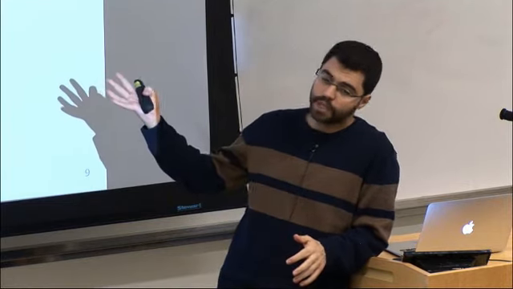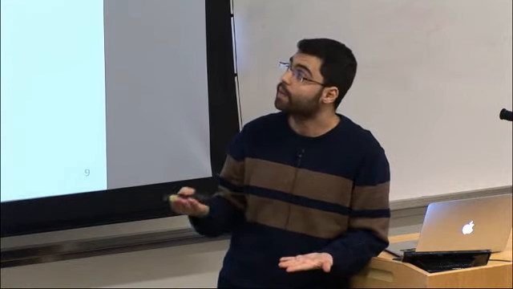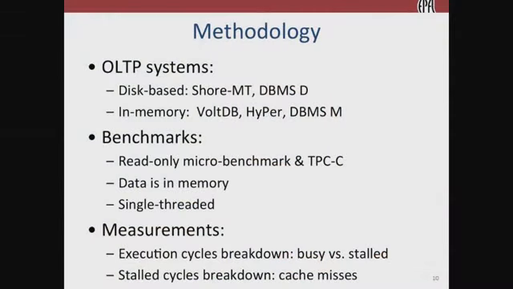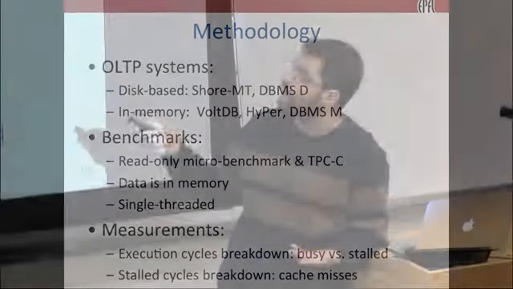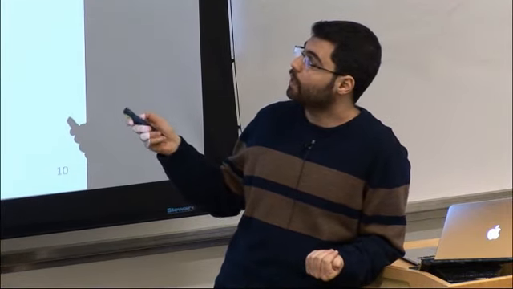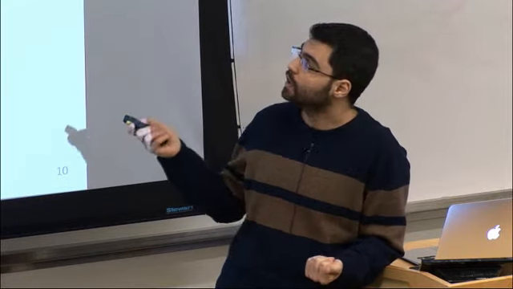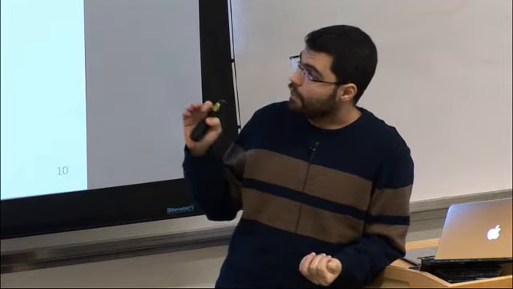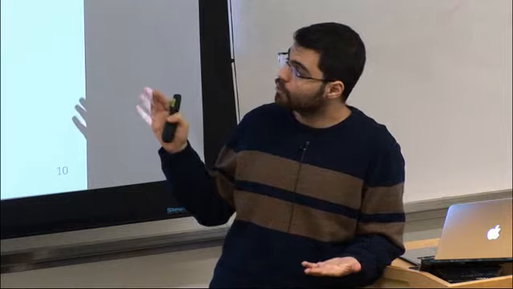Having all these optimizations raises the question of whether the CPU utilization of disk-based systems and in-memory systems is similar, or whether we have any improvement in the CPU utilization of transactional workloads. To understand this, we took two disk-based systems, ShoreMT and DBMS D, a commercial closed-source disk-based system, and three in-memory systems, VoltDB, HyPer, and a commercial main memory system. We ran two benchmarks over those 5 systems.